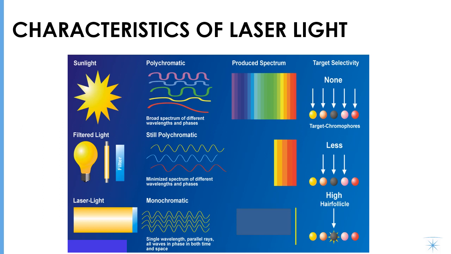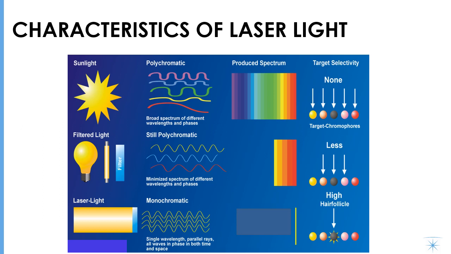On the other hand, this is the filtered light: the light source, and then there is a filter to cut off some of the wavelengths, but again it's polychromatic. It's composed of different wavelengths. It is non-coherent. We can see that each waveform is a little bit different than the other waves, and of course it's non-collimated. That's why usually the spot size of the IPL is a little bit large.